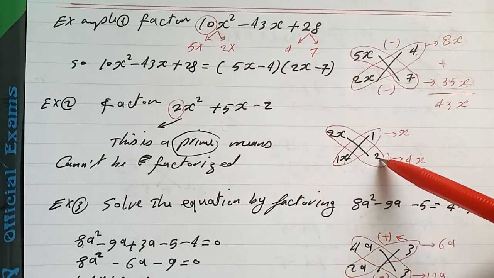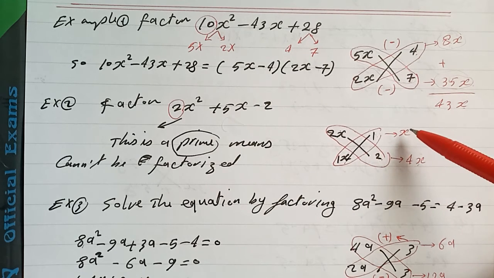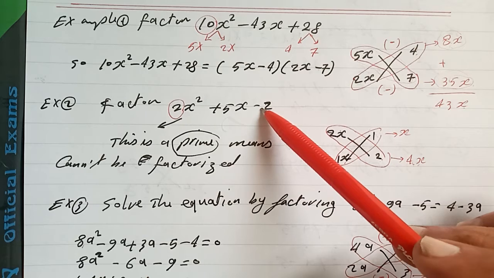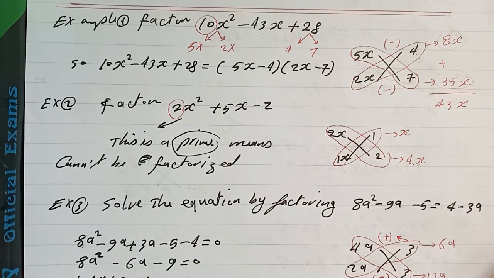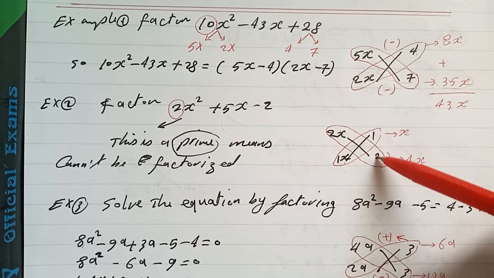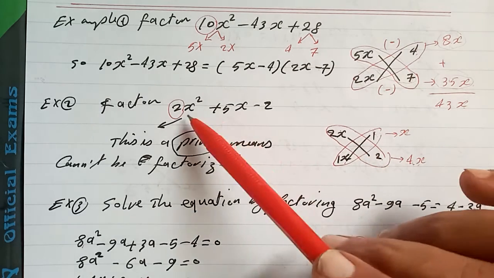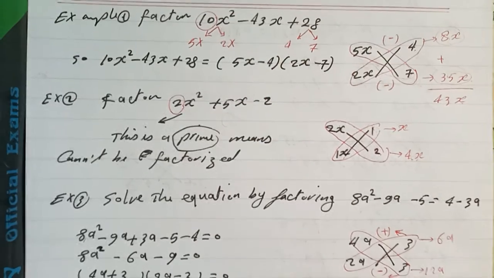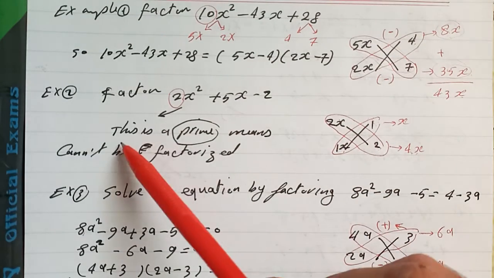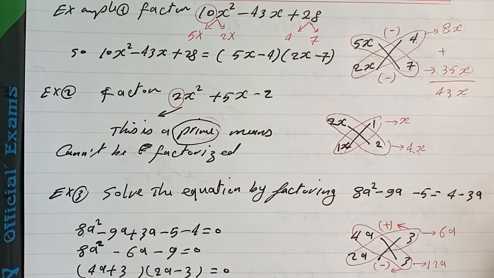Let's try 2x times 2, 4x. 1 times x equals x. 4x and x, is the difference 5? No. If you even try to switch this 1 to here and 1 here, you will not get an answer. So this trinomial cannot be factorized. We call it a prime, like prime numbers.